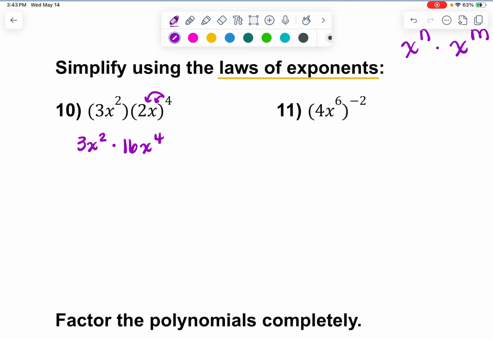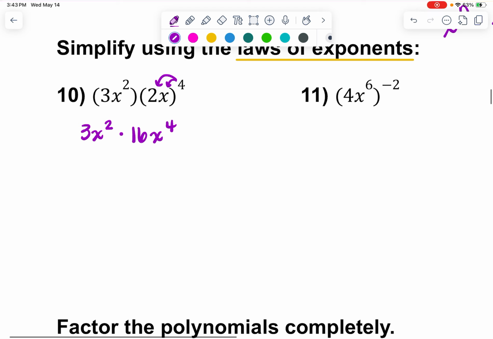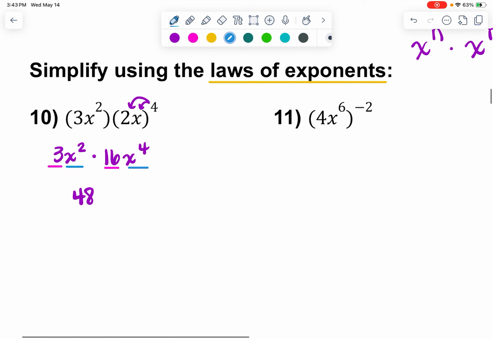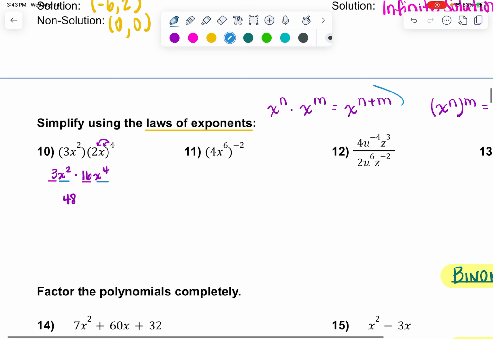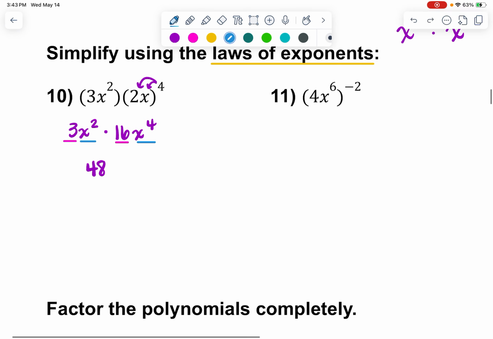So now I don't have any more parentheses, so I'm just going to go ahead and do this multiplication problem. Remember, the big numbers are just normal everyday numbers, so we're going to multiply them like we always do. So 3 times 16 is 48, and then we're going to multiply x squared times x to the 4th. Well, when we multiply, we add the exponents, because we're keeping the same base of x. And now we're going to have 6 total x's in our chain of multiplication, and so that is going to be our final answer.